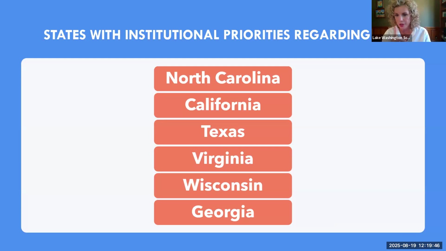There are some states, and I've listed them here, North Carolina, California, Texas, Virginia, Wisconsin, and Georgia. These are states that have institutional priorities, and typically their priorities are based on state legislation, where the state has said they have to prioritize in-state students versus out-of-state. And if you think about it, a lot of colleges might like more out-of-state students because they get more money from them. But states have rules. So I'll use Texas as an example.